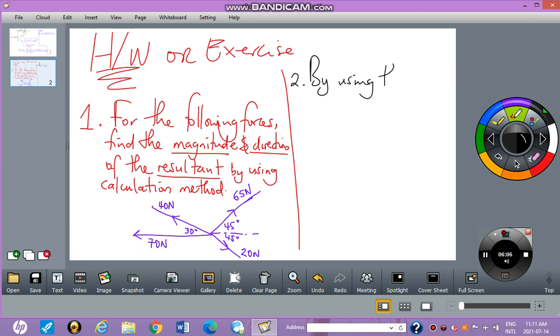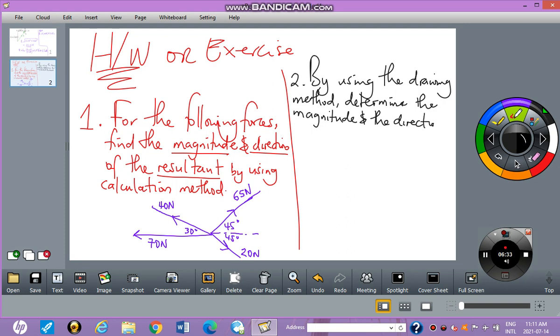And number 2, by using the drawing method, determine the magnitude and the direction of the resultant, if the given forces are in equilibrium.